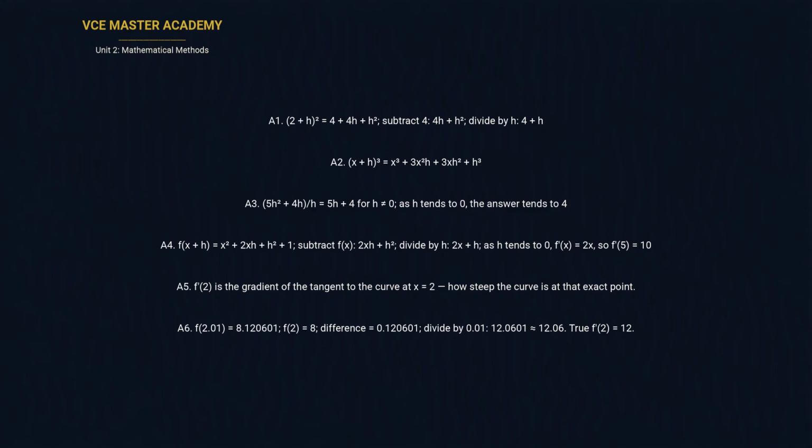Question 5. f dashed of 2 is the gradient of the tangent to the curve at x equals 2. In plain words, it's how steep the curve is at that exact spot.